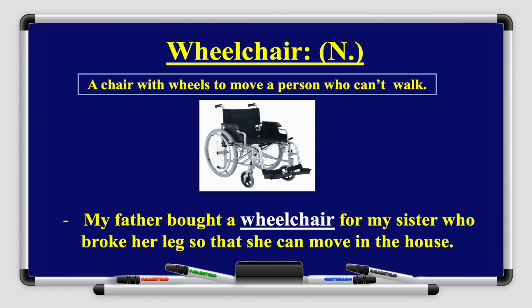Next we have the word wheelchair. Let's repeat together. Wheelchair. Good job. So what part of speech is wheelchair? It's a noun. Excellent. That's a wheelchair in the picture. Let's read the example here. My father bought a wheelchair for my sister who broke her leg so that she can move in the house. As you see in the picture, that's a wheelchair. So a wheelchair is a chair with wheels to move a person who can't walk.